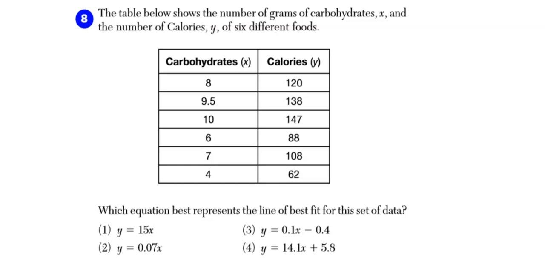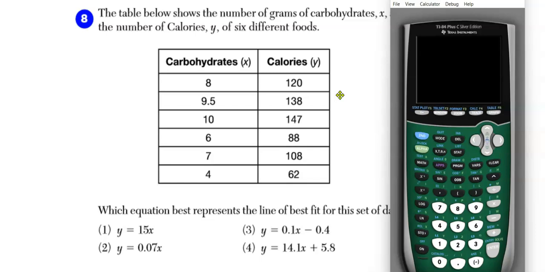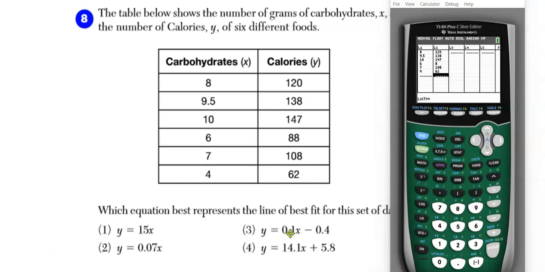Number 8 asks you for the line of best fit for this set of data. We will need to enter this data into our TI-84 calculator so we could calculate that line of regression. I've gone ahead and entered all of the carbohydrates into list 1 and the calories into list 2, and I'm missing a digit here, so I have to fix that. And double check, my data is now correct.